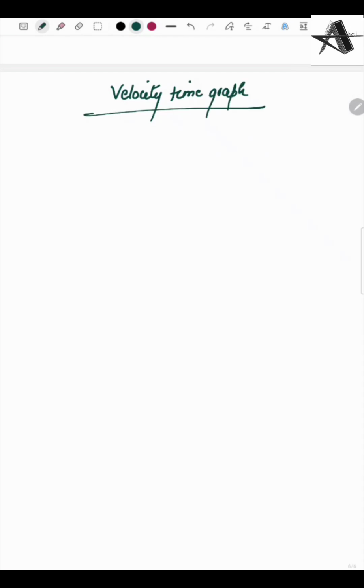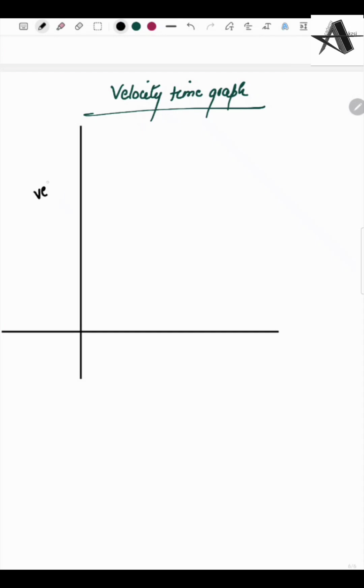Now let me see the velocity time graph. So this is our velocity time graph here. Also, the same thing we have to do here. That means the first aim is to know what kind of value you will get when you find the gradient. So if I draw, velocity is on the y-axis, which is in meters per second, and time is in seconds.